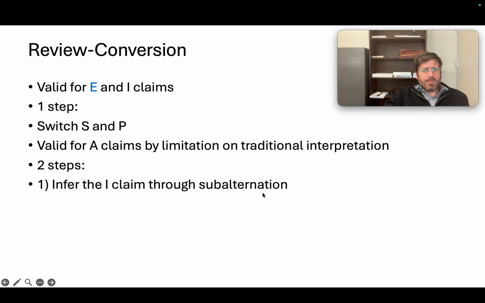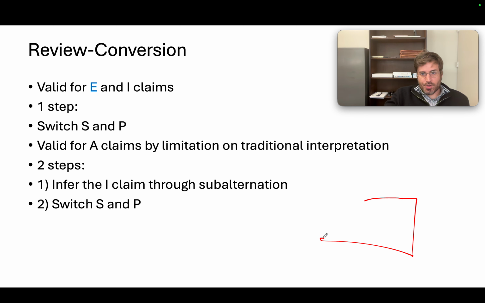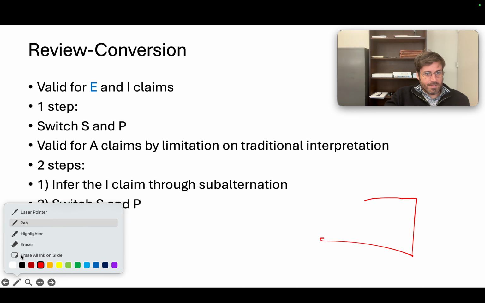So we have two steps when it is an A proposition. We infer the corresponding I claim through subalternation on the square of opposition, and then we switch the subject and the predicate terms on the I proposition. All right, so just recall that if you're struggling with this, what we're really talking about is our square of opposition. Oop, this is very sloppy.